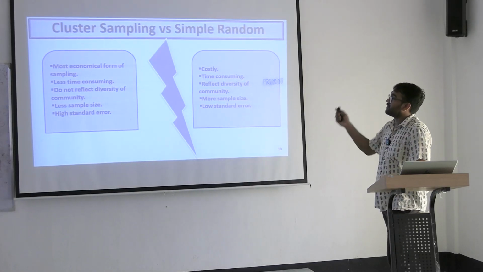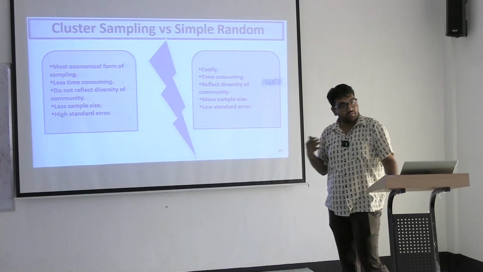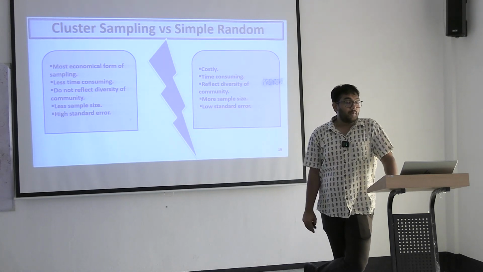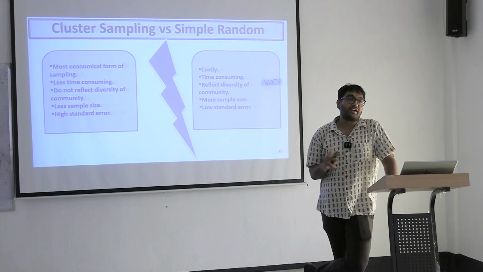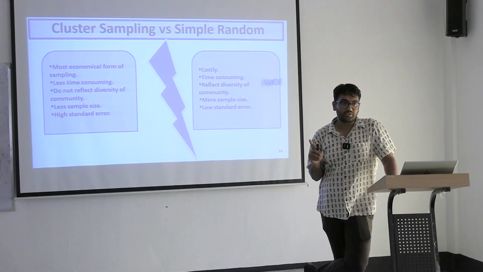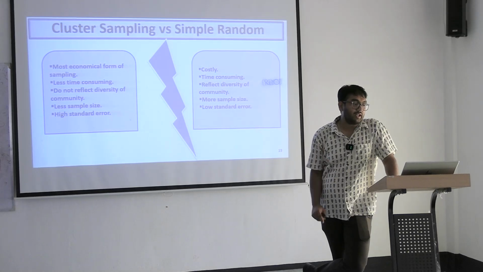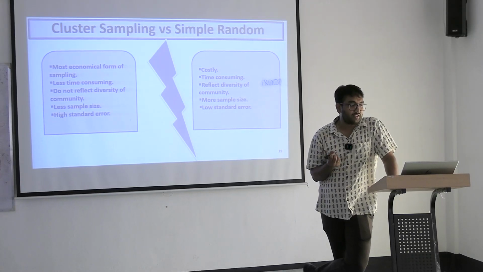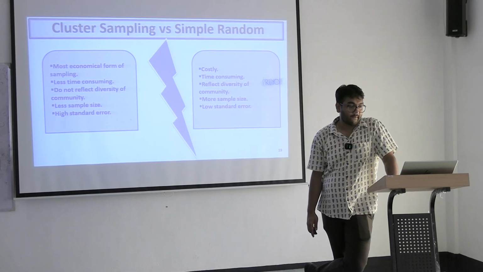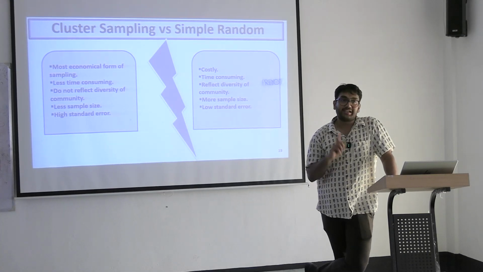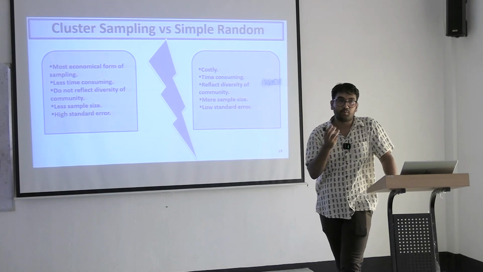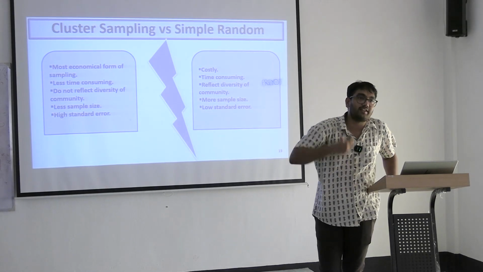ঠিক আছে, so cluster sampling is a more economical form of sampling. It consumes less time. It might not always reflect the true diversity of the community if the clusters have that homogeneity-heterogeneity problem. Okay, and it has a smaller sample size and high standard error. Next, multi-stage sampling. This we have already discussed, how to do multi-stage sampling, like selecting blocks, then selecting schools, then selecting students.